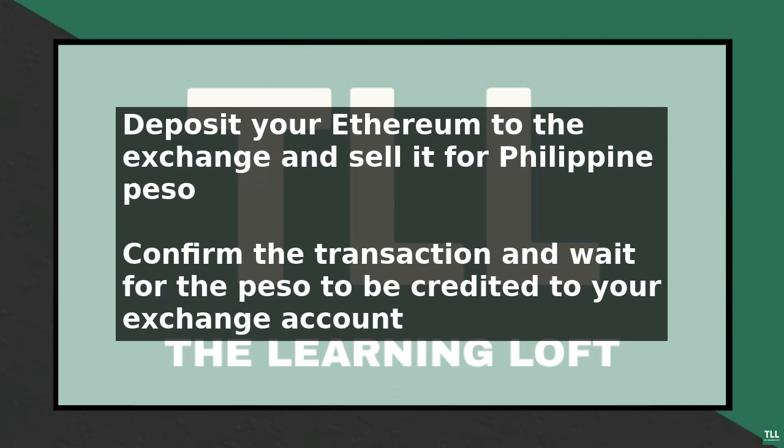Now, go to the Gcash app and select the Cash In option. Choose the bank transfer option and select the bank associated with the exchange. Enter the amount of peso you want to transfer and confirm the transaction.